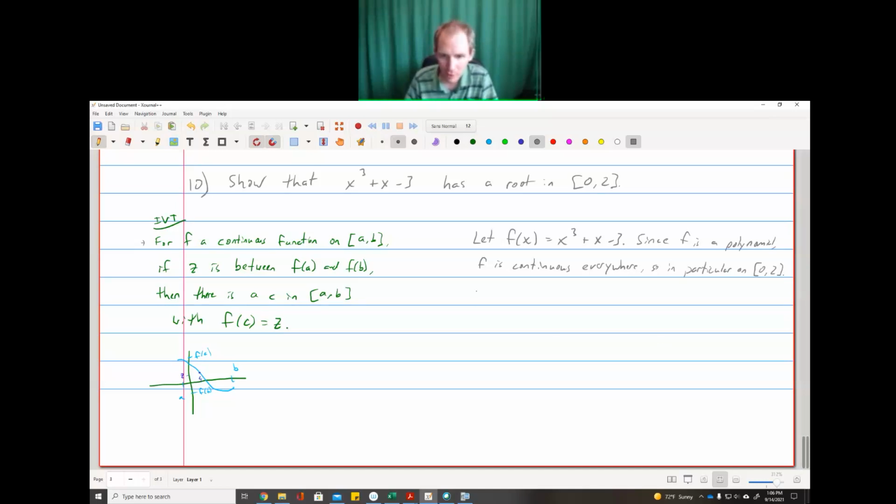All right, now let's look at what f of a and f of b are. So f of 0 is -3. f of 2 is 2 cubed plus 2 minus 3, which is 7. So I have a negative value and a positive value. To show that this expression has a root, a 0, what I want to do is show that it has a 0. So my z value that I'm looking for is 0. And 0 is in between -3 and 7.